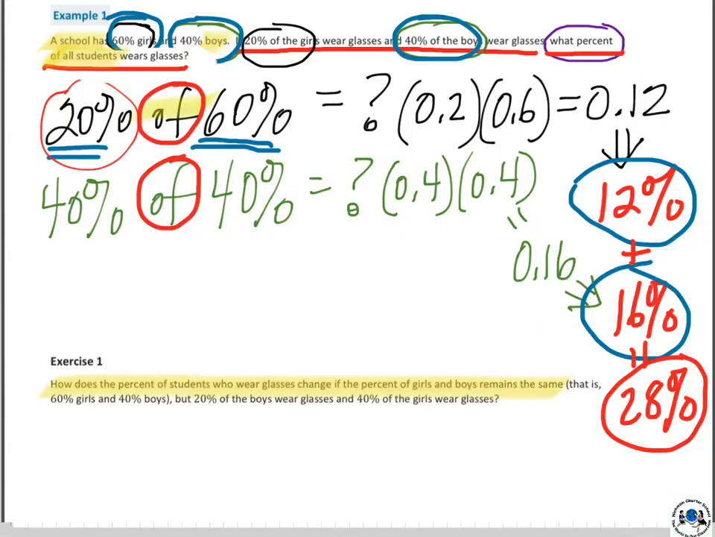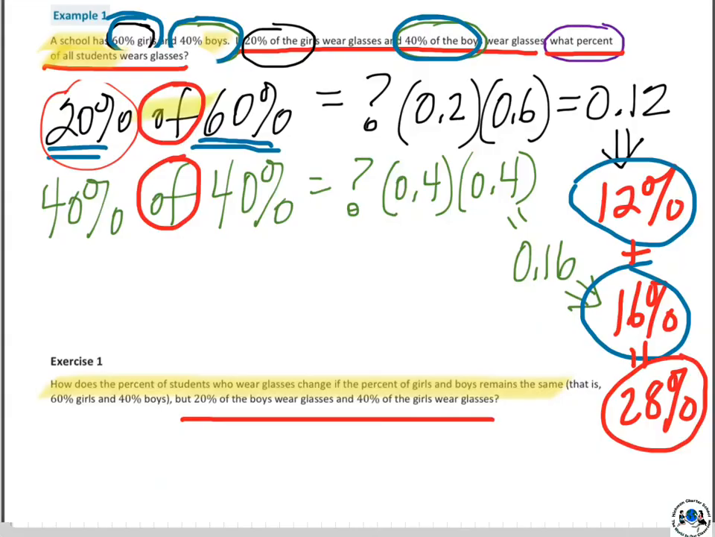Okay, and it asks us this: how does the percent of students who wear glasses change if the percent of girls and boys remains the same? Okay, so that is, there are still 60% girls and 40% boys. That's the same as up here, that first problem. But now it's 20% of the boys wear glasses and 40% of the girls wear glasses. That is just flipped, okay?